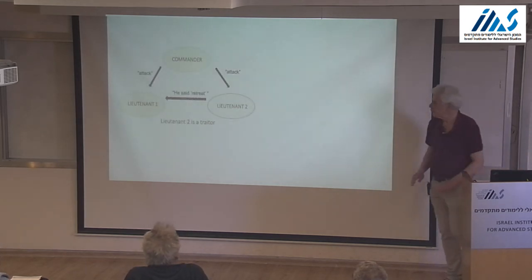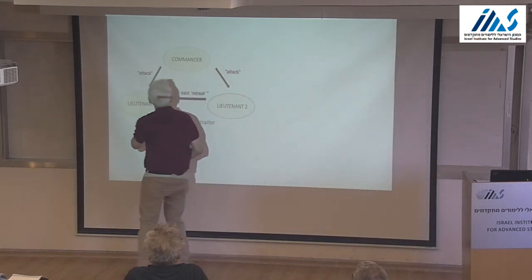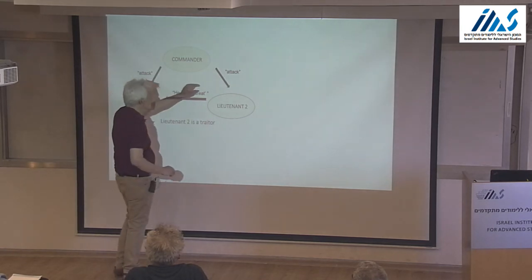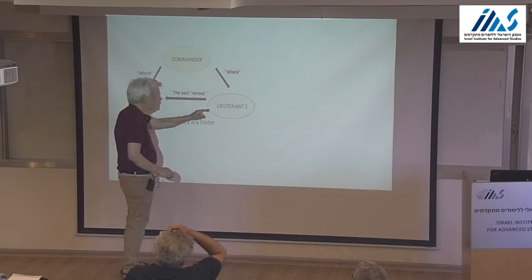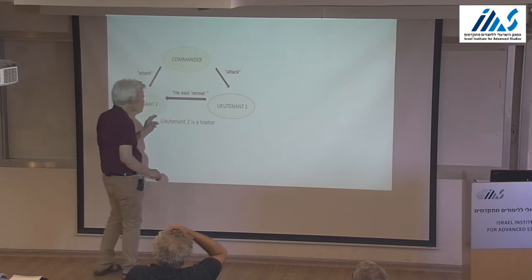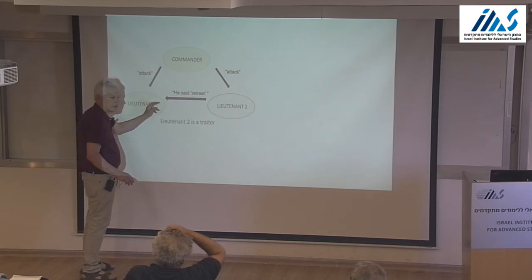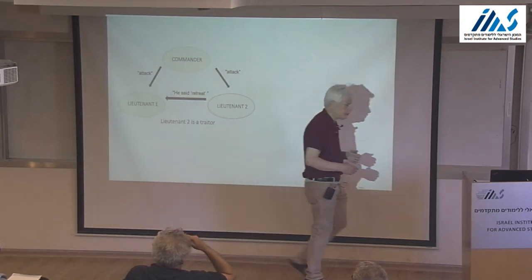So here's one situation. The focus here is Lieutenant 1. There's a commander. He issues the order attack to both his lieutenants. But this guy, he's a traitor. He said retreat. Now, from the perspective of Lieutenant 1, he doesn't know who is the right authority. Because that's one situation from his perspective.